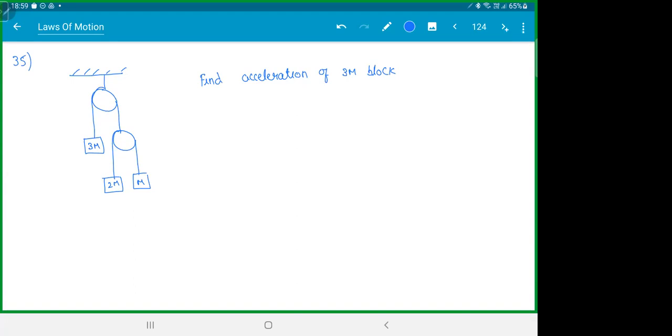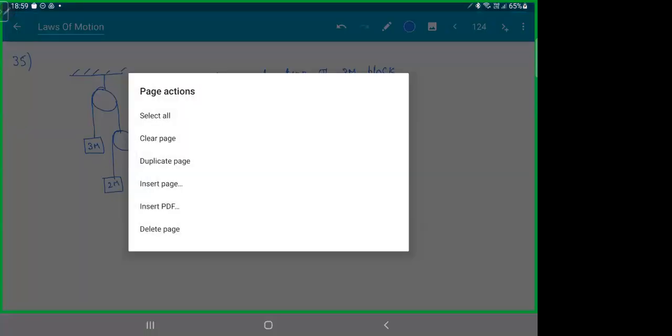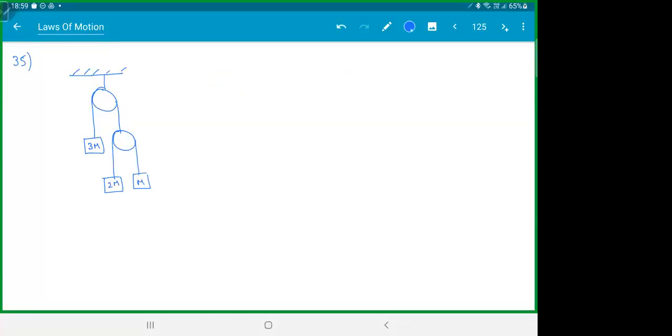Step 1, free body diagram. Let this be T, T, mg, 2mg. This is 2T. No, that is wrong. This is 2T. This is 3mg.